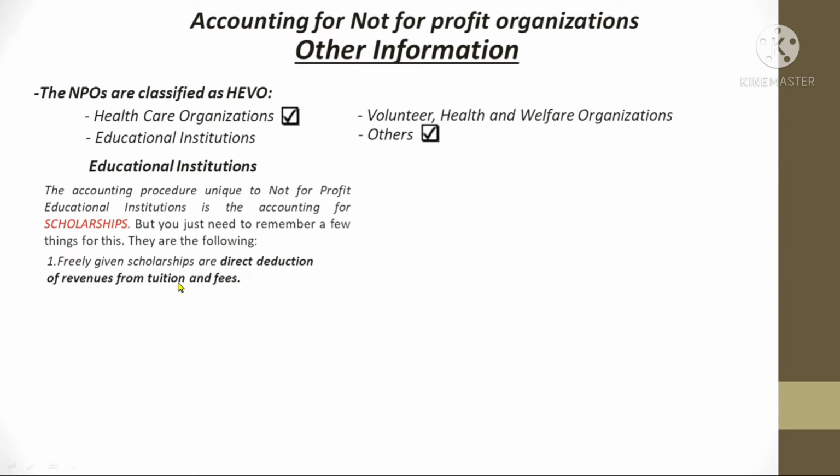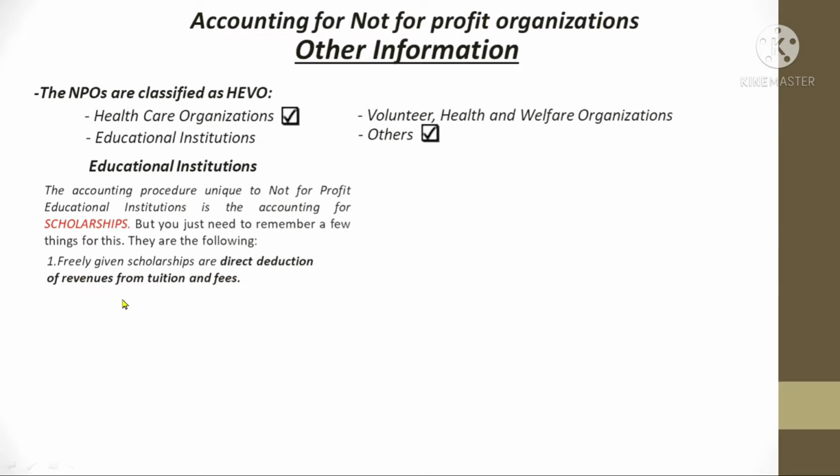For example, an NPO educational institution has given full scholarships to 10 students. Furthermore, if they had not been awarded the scholarship, they could have paid 20,000 per semester per student. So 20,000 times 10 students is 200,000. That 200,000 shall be deducted from gross tuition revenues and fees, because freely given scholarships will not be collected by the NPO educational institution, so they are a direct deduction from tuition and fee revenues.